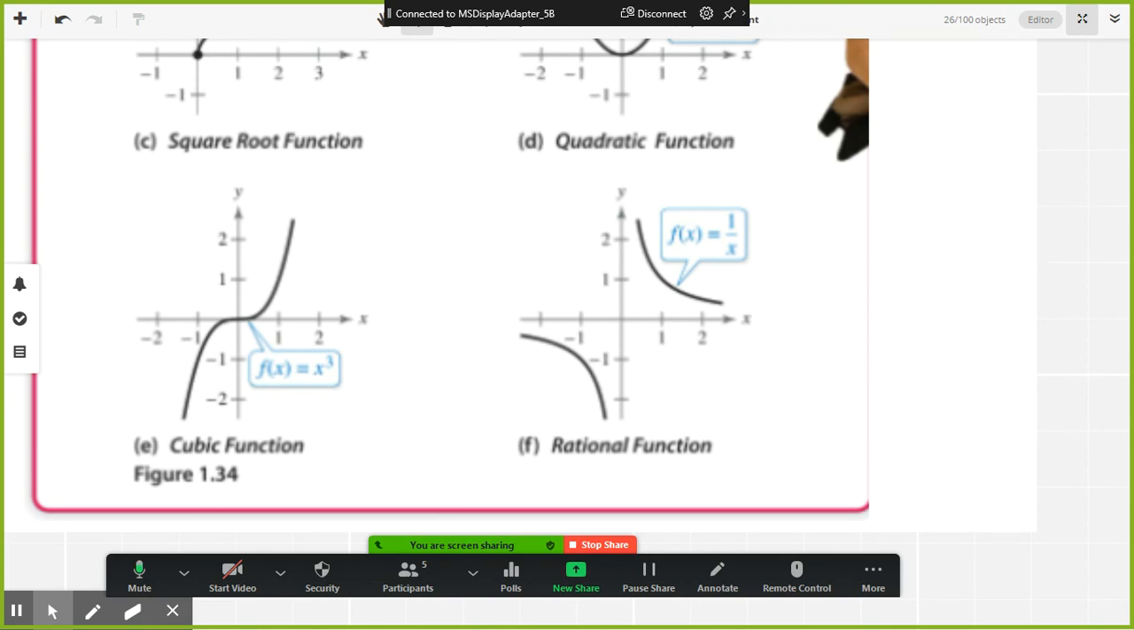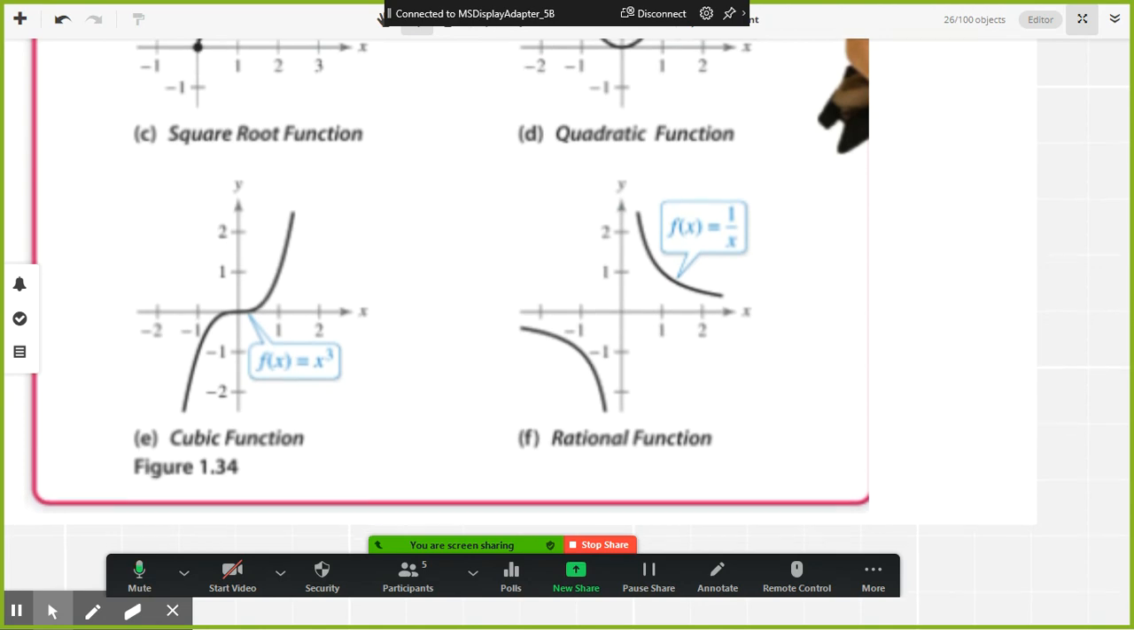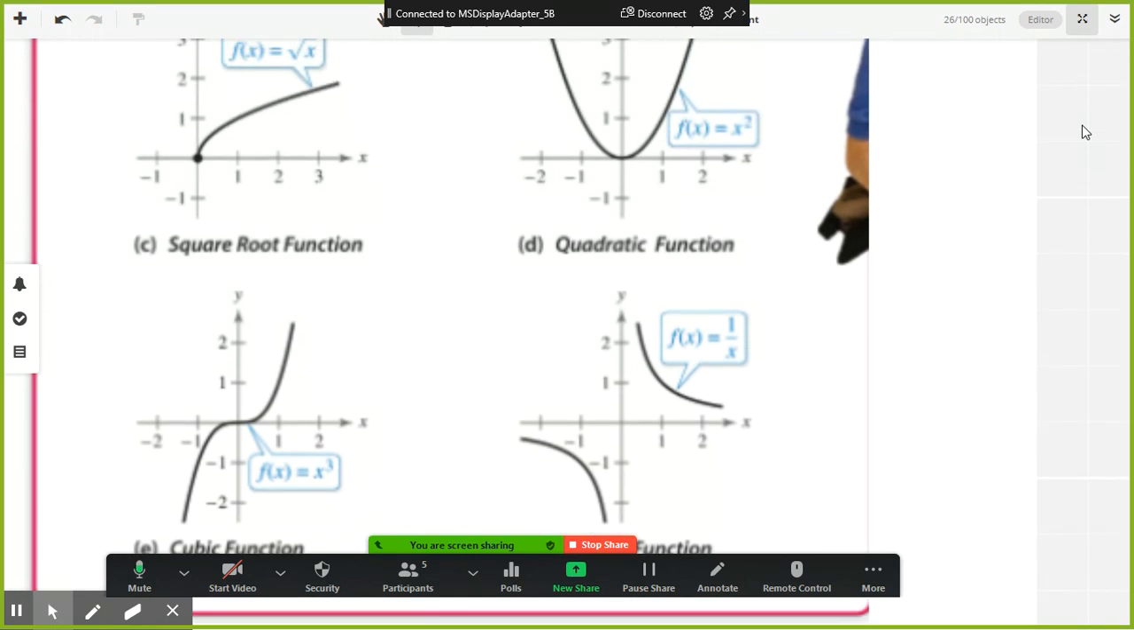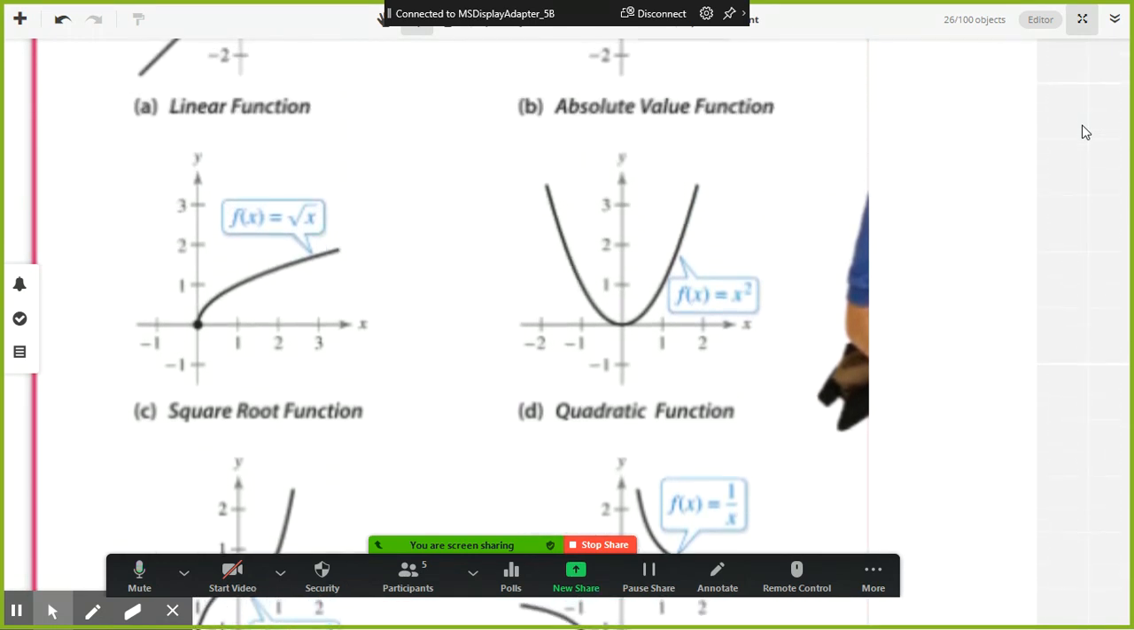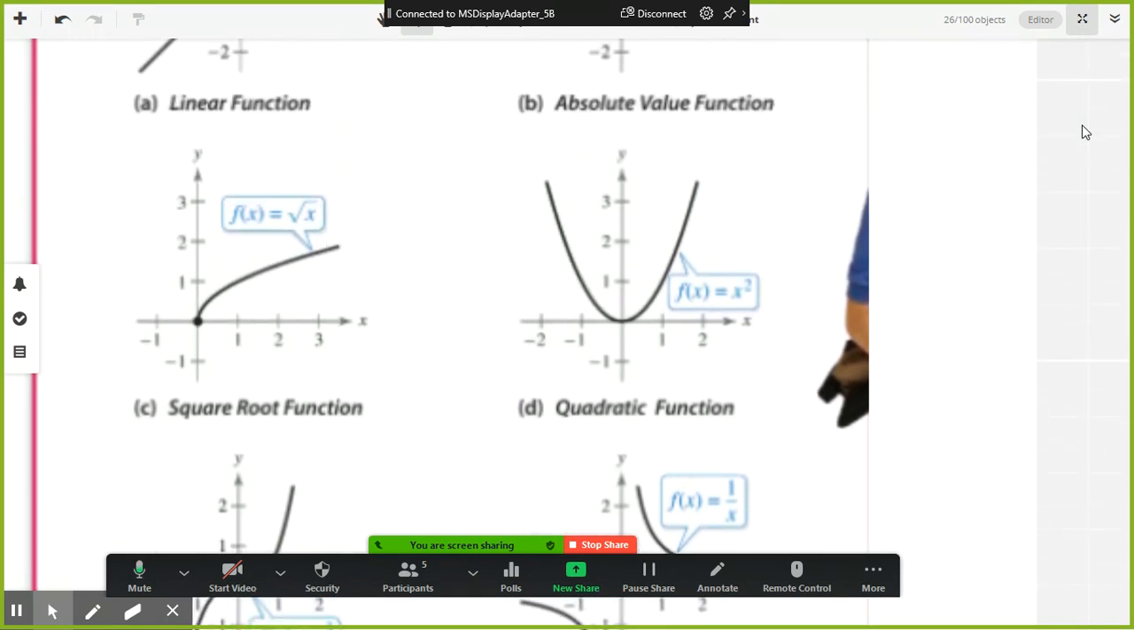But everything we look at today is going to be somehow based around these. And basically what we're going to do is look at the parent function, like say the quadratic. And if we add a number to that, how does that affect it? Does it shift it up? Does it shift it to the right? Does it shift it left? Whatever. If we multiply, does it shrink it or grow it? If I use a negative, what does that do? So that's sort of what we're going to be doing.